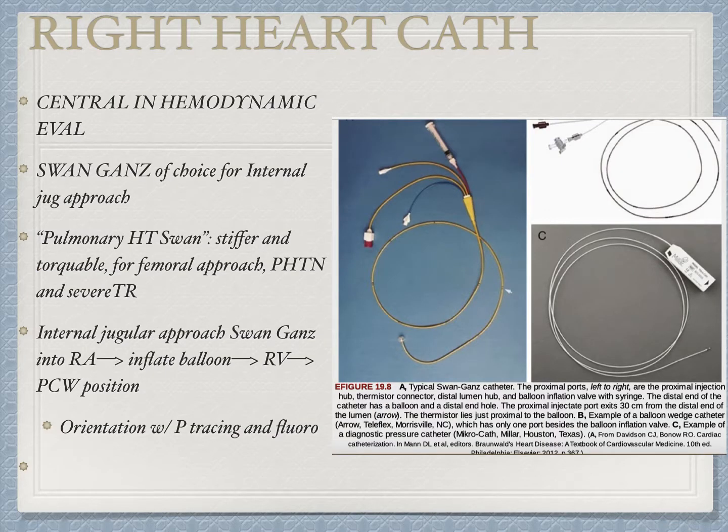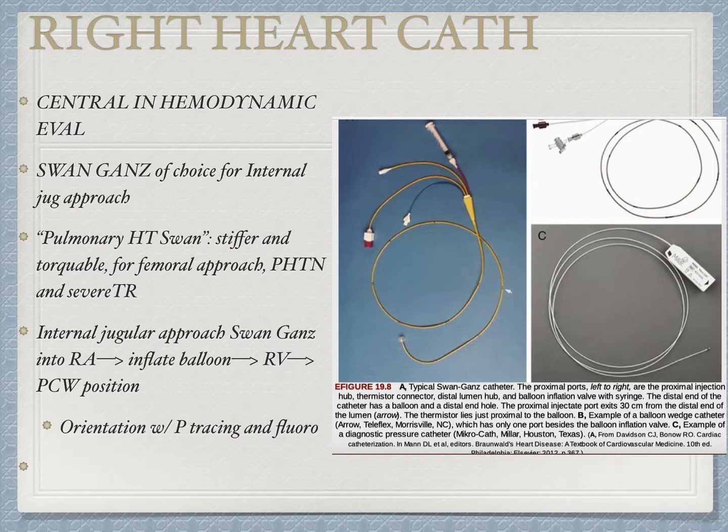What about right heart catheterization? It is central in hemodynamic evaluation. Swan-Ganz is the choice for internal jugular approach. If the patient has pulmonary hypertension or increased resistances, you can use a variant normally known as the pulmonary hypertension Swan, which is stiffer and more torqueable. This gives you more possibility of maneuvering it. Mainly used for femoral approach, pulmonary hypertension, and severe tricuspid regurgitation.